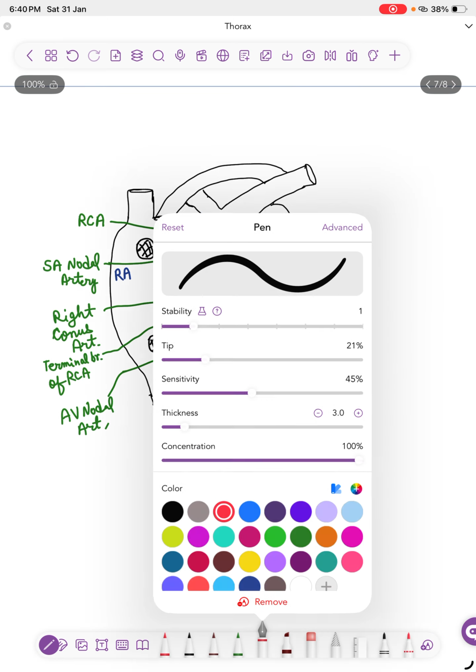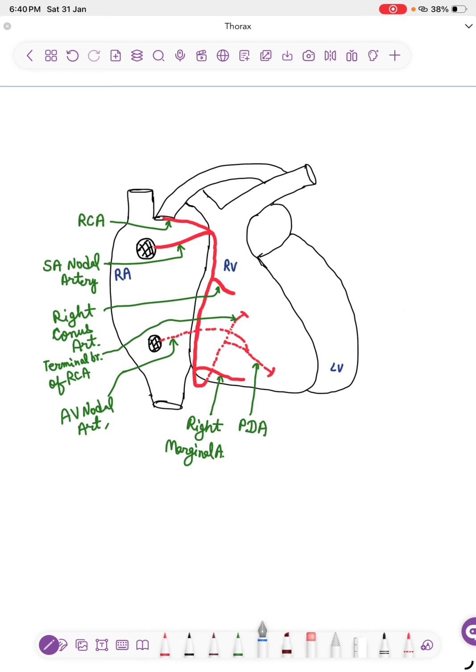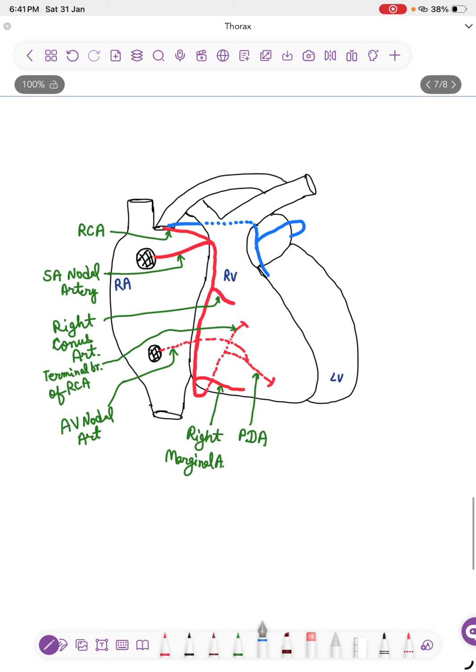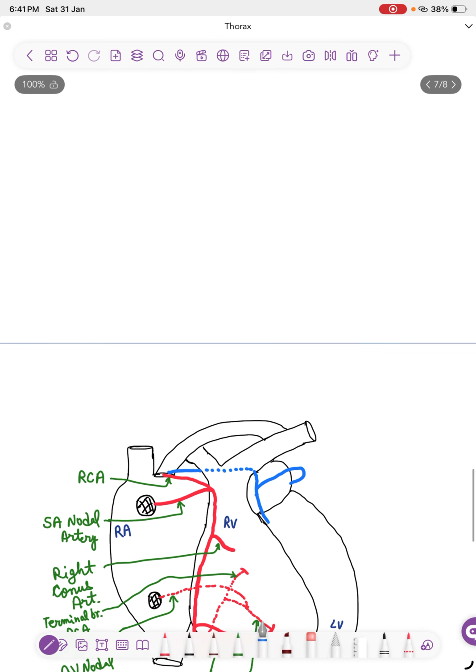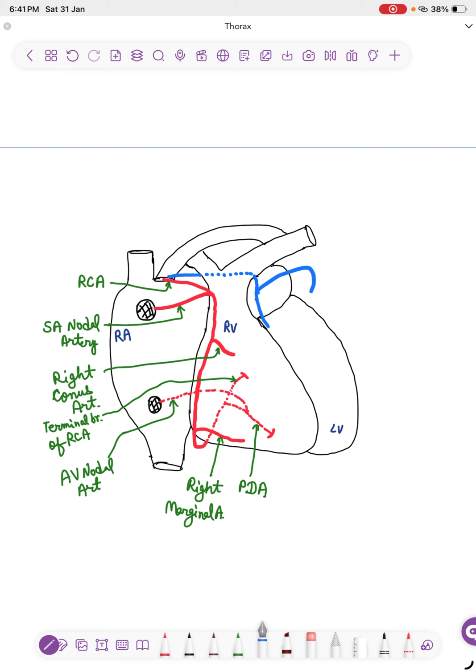Now let's understand the course of left coronary artery. I am marking it by blue. So left coronary artery arises from the left posterior aortic sinus. So when we are marking on the posterior aspect, we should mark it by dots. So in the left auricle, after the left coronary artery reaches the left auricle, it gives a branch known as the left circumflex artery. Wait a minute. Okay. This is the left circumflex artery, branch of left coronary artery.